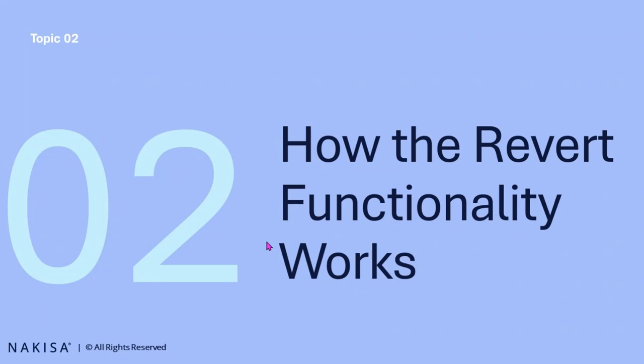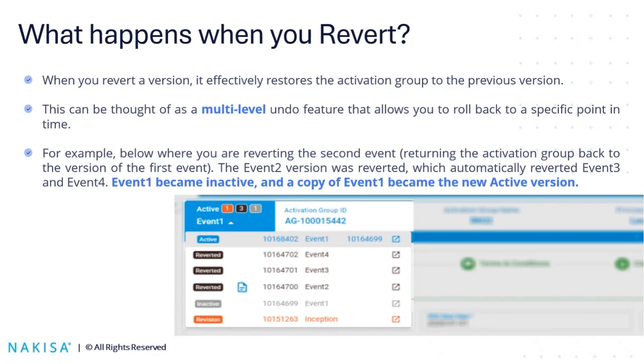Sorry for that. I will go through how the revert functionality works. As I discussed before, what happens when you revert? When you revert to a version, it effectively restores the activation group back to the previous version you have selected.